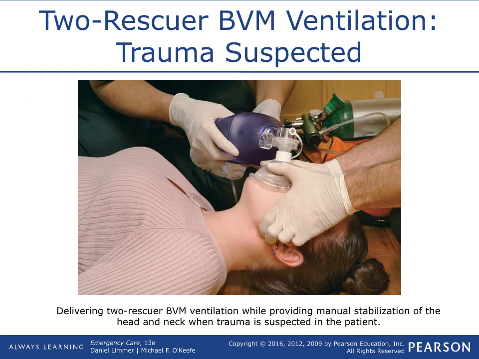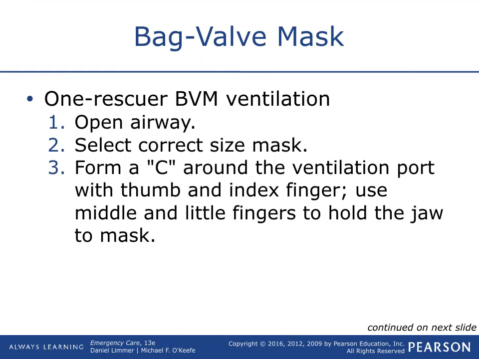So here we go. There's a picture of the two rescuer CPR. You can see the kind of C shape there with the thumb and the fingers. So fingers are under the jaw, thumbs are covering the seal, and boom, you're breathing. So with one person, it's a little bit more complicated to get that seal, but it's not impossible. We do it all the time. So open airway, select the correct size, form a C around the ventilation port.